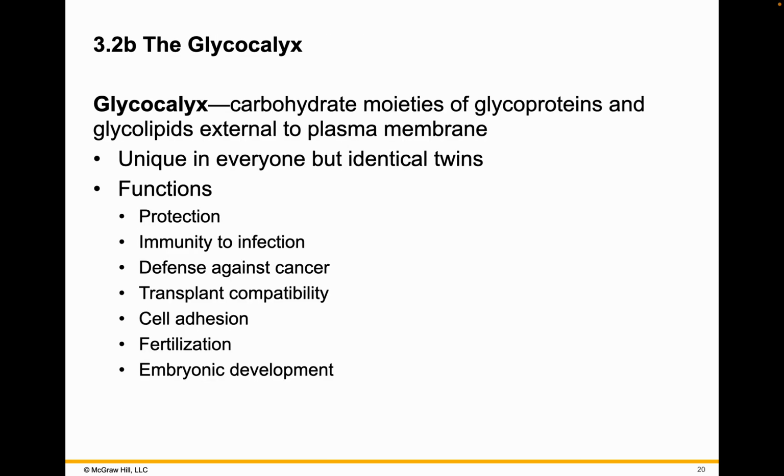So I mentioned the glycocalyx, that is the carbohydrate moieties of glycoproteins and glycolipids along the external plasma membrane. They are unique in everyone except for identical twins. Their functions are numerous. They provide protection. They help with the immune system. They help defend against cancer. Transplant compatibility involves the glycocalyx, cell adhesion, fertilization, and embryonic development.